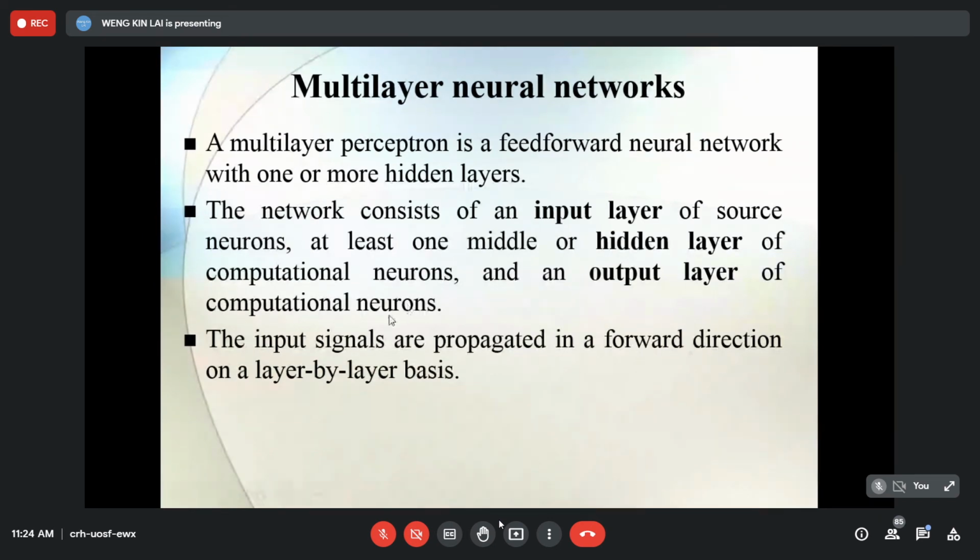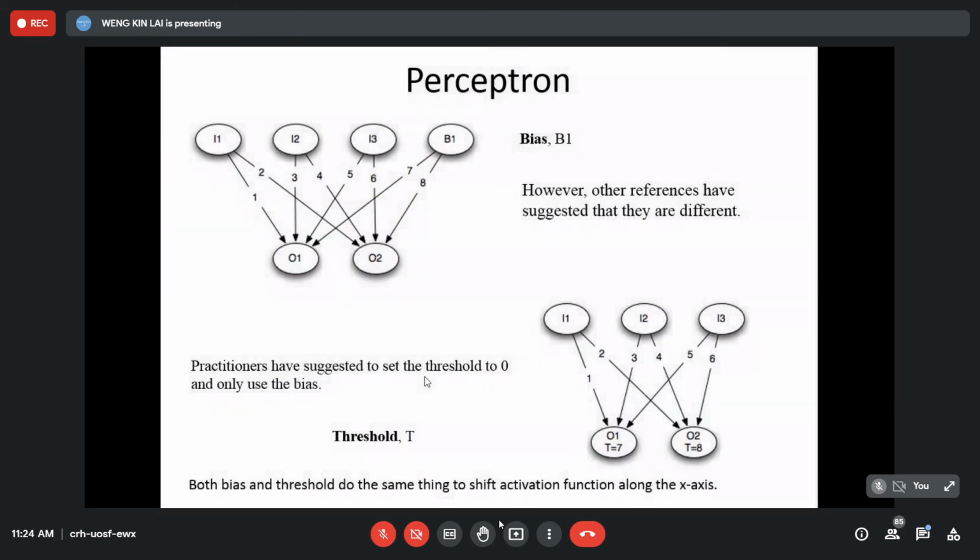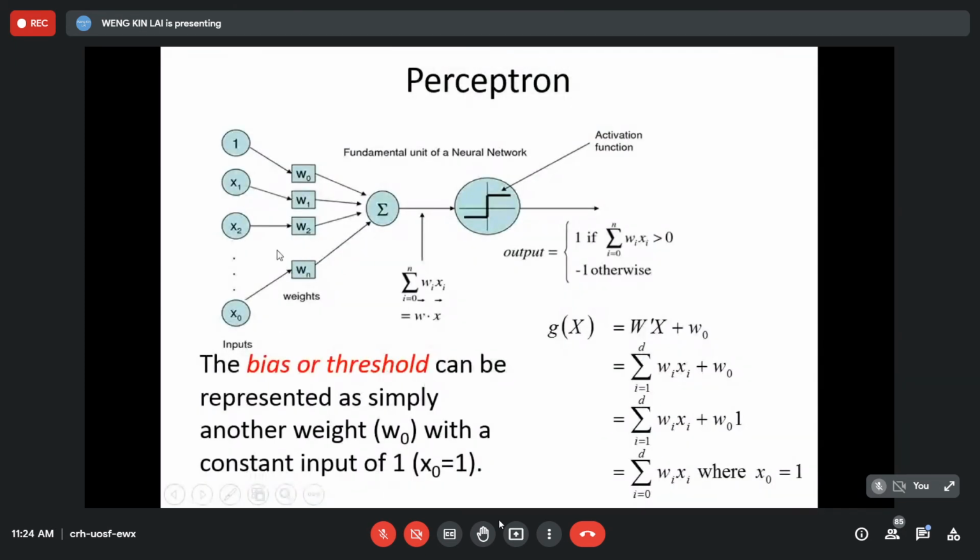The input signals are propagated in a forward direction on a layer by layer basis. This one we look at in the next few slides. What does it mean? How do we calculate the input signals as they pass through the various layers in a forward direction? Forward means, say, from left to right. If you're drawing inputs over here, so left to right.